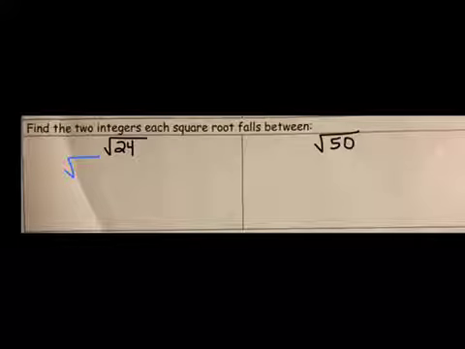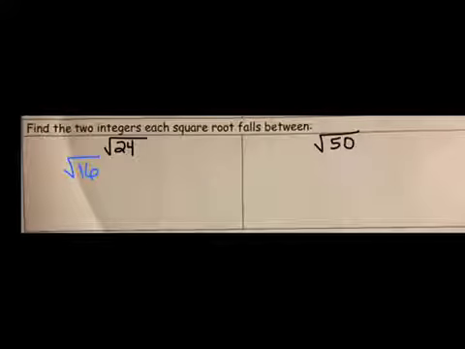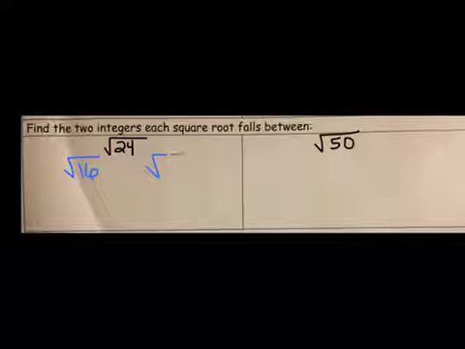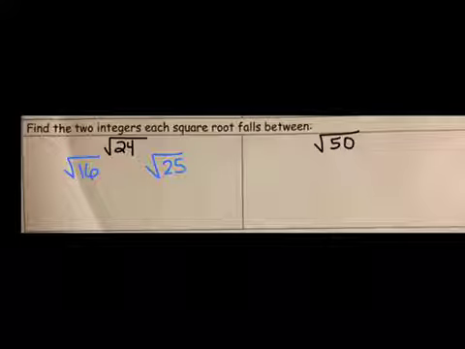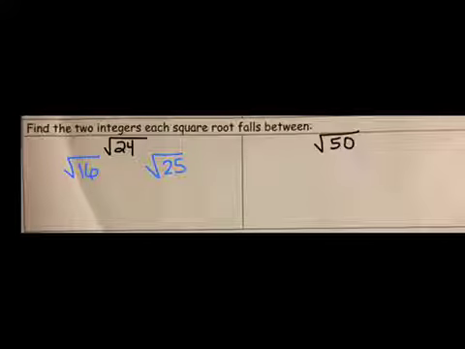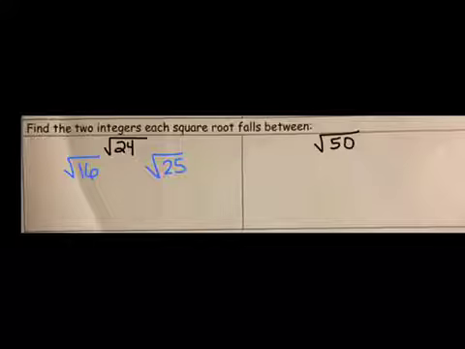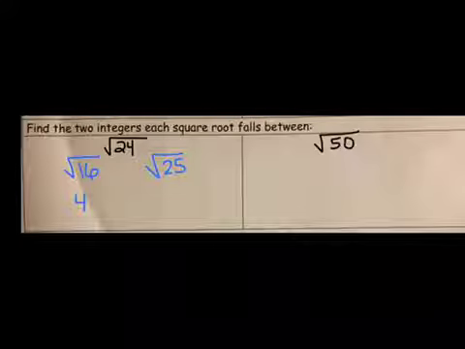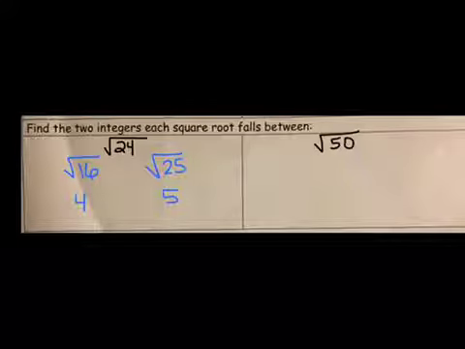So before is the square root of 16, and after is the square root of 25. These are perfect squares. We can find the 2 integers that the square root of 24 falls between. So the square root of 16 is 4, and the square root of 25 is 5. So we know the two integers the square root of 24 is going to be between are 4 and 5.